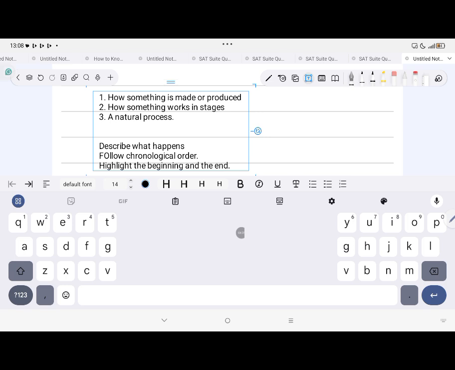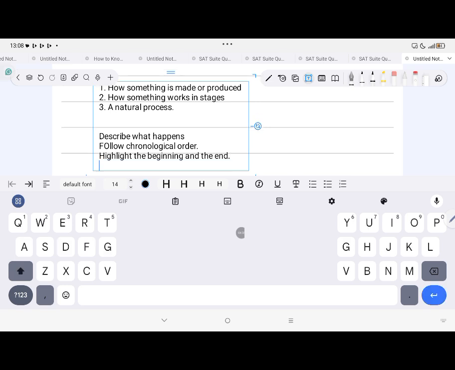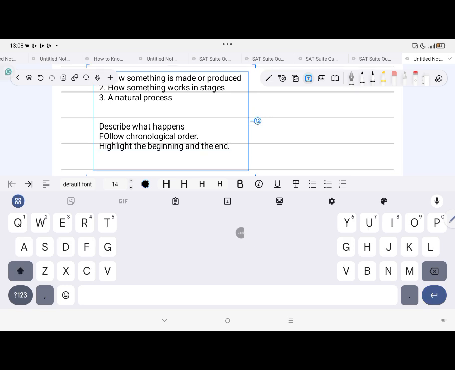Now, this is what you want to do when writing. Sorry, I should be using my pen, but I did not expect that the battery for my pen would be low.